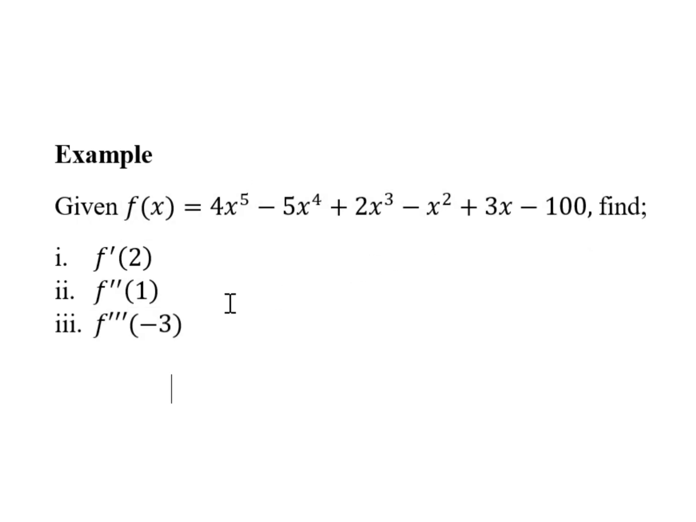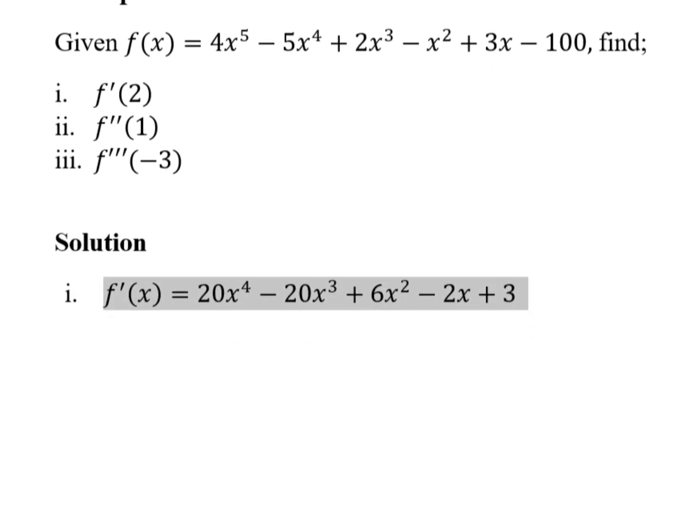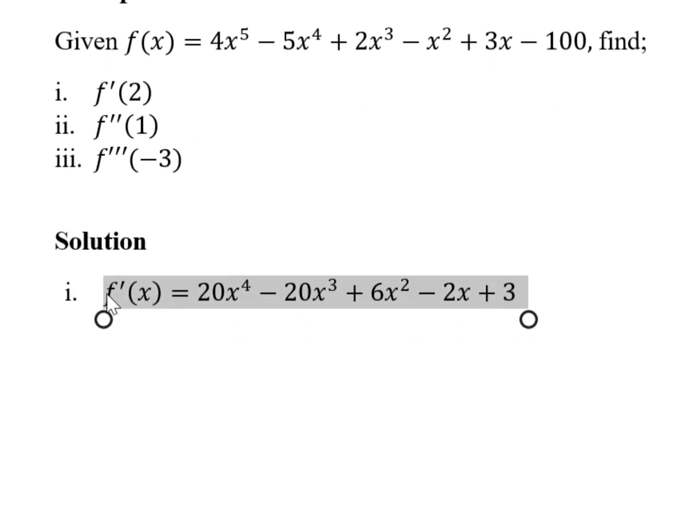So starting with the first one, when we differentiate the equation that we have up here, we shall have f'(x) equal to 20x^4 minus 20x^3 plus 6x^2 minus 2x plus 3. The constant is ignored because it's a constant. So what we have is f'(x). That's what we have calculated here.